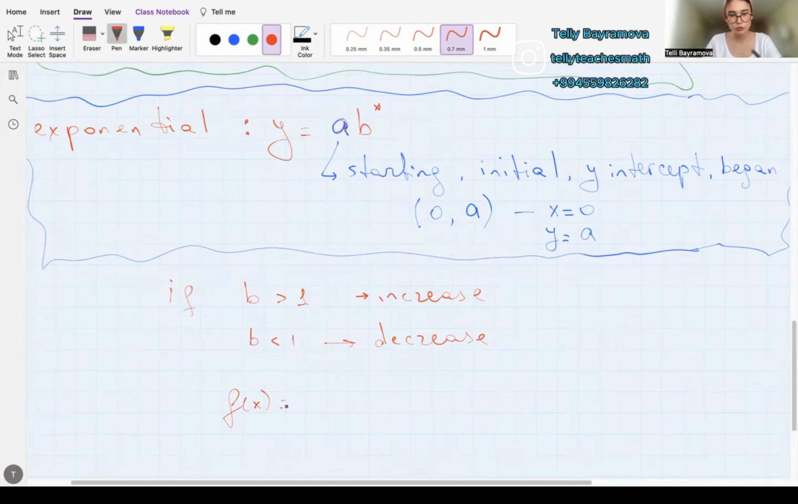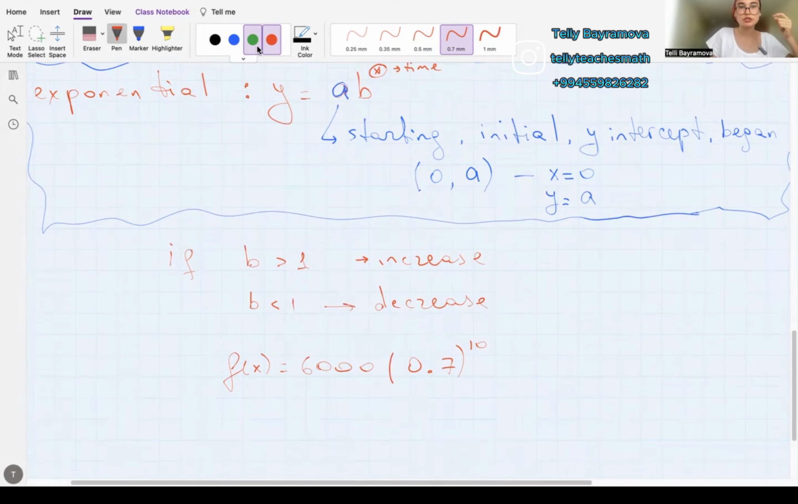So let's look at that question. F of x equals 6,000 times 0.7 to the power of x. 6,000 is initial. The x in the exponent means how many months or how many years. It shows us time. 0.7 is smaller than 1, so the function will decrease. Decrease by how many percent? 0.7 is 70%, that's why it decreases by 30%.